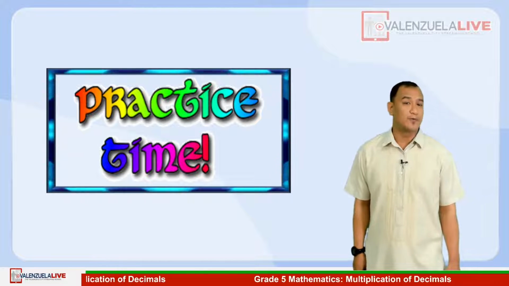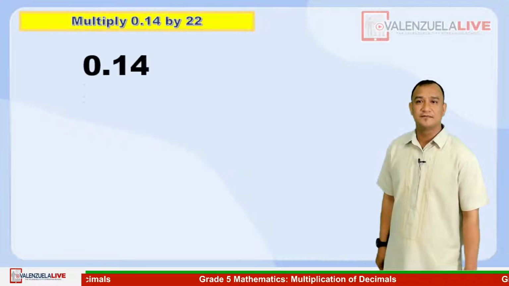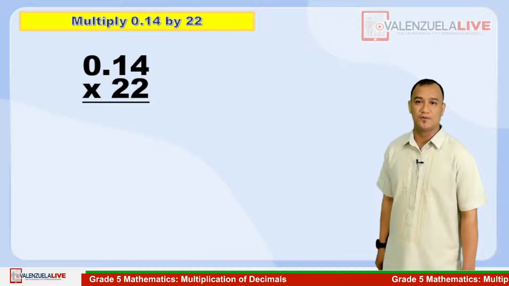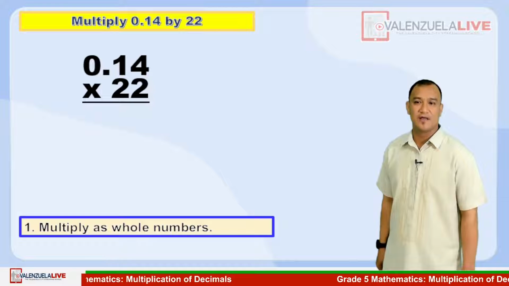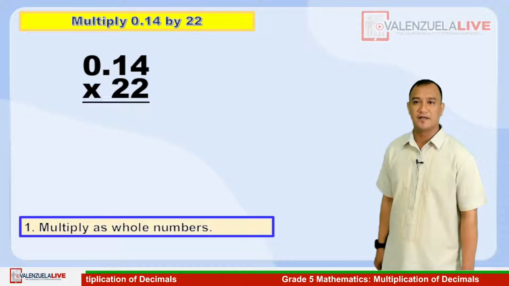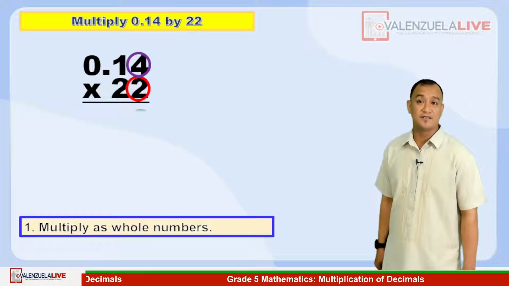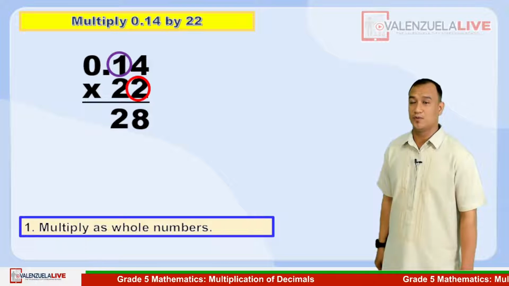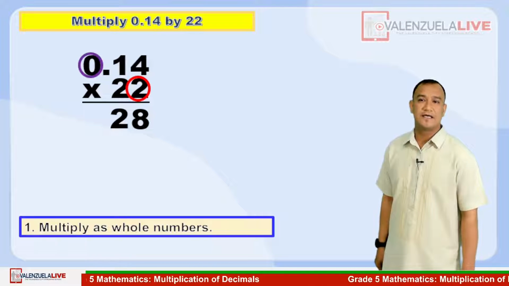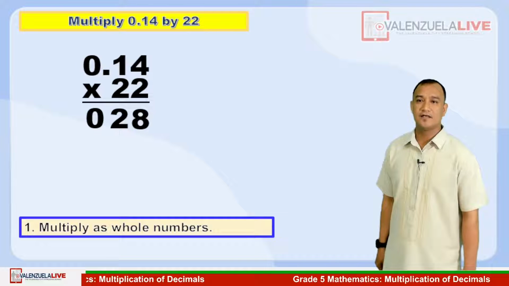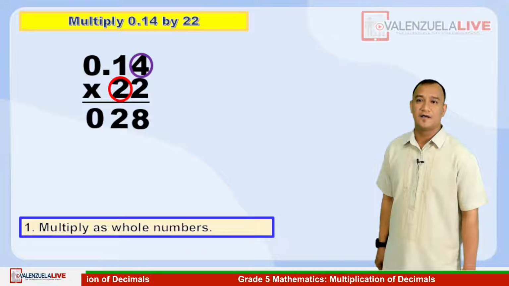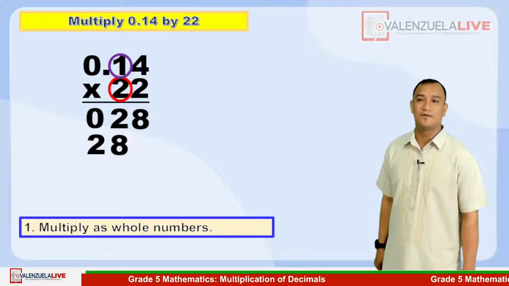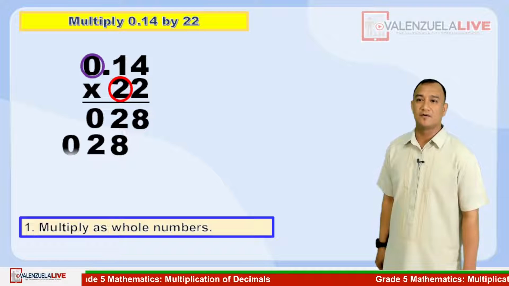Now, it's time for our practice, grade 5 pupils. So, let's multiply 14 hundredths by 22. So, let's begin with the steps. First, multiply as whole numbers. 2 times 4 is 8. 2 times 1 is 2. 2 times 0 is 0. Next, 2 times 4 is 8. 2 times 1 is 2. And 2 times 0 is 0.